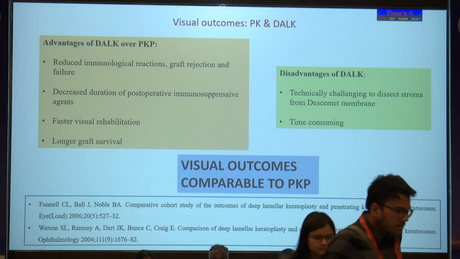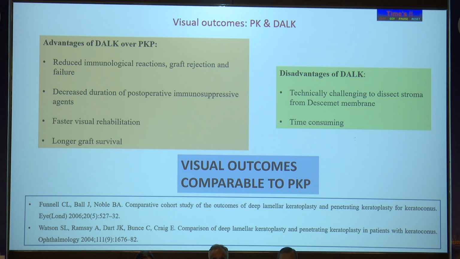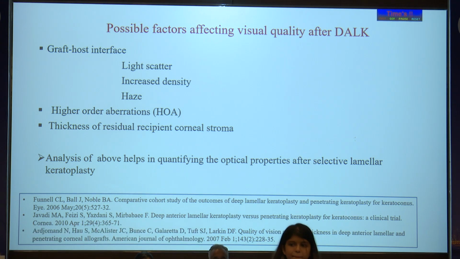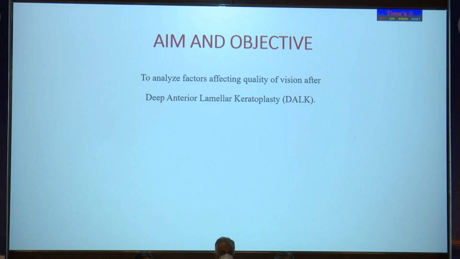Various studies in the past have compared the two procedures and have found comparable visual outcomes. The possible factors that can affect the visual quality after DALK are the graft-host interface morphology like light scatter, interface haze and increased density. Other factors are higher order aberrations and the residual stromal bed thickness. So analysis of these factors can help in quantifying the optical properties after the selective lamellar keratoplasty. The aim and objective of our study was to analyze factors affecting quality of vision after DALK.